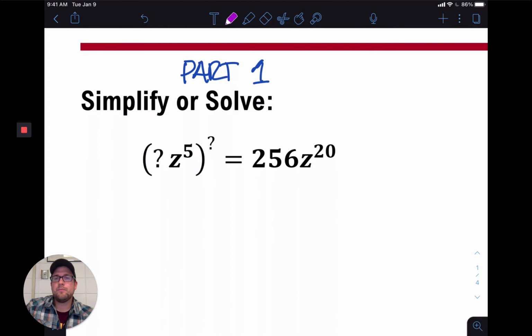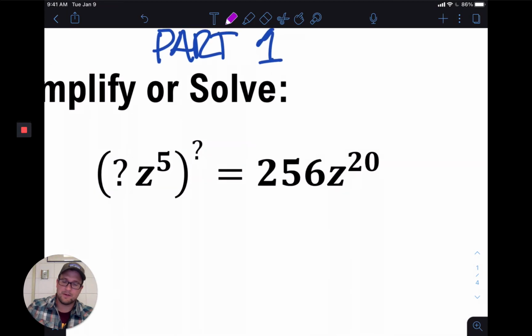Now, when we first see this one, part one says simplify or solve. So we have a problem, and you may notice we have a couple of question marks in it. A lot of the times those question marks could be thought of as variables if you wanted to, but what we're thinking here is we want to figure out what number would satisfy those question marks.